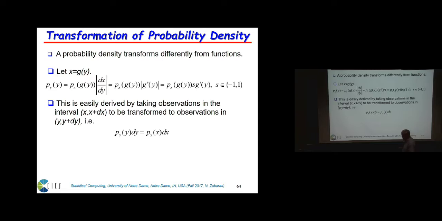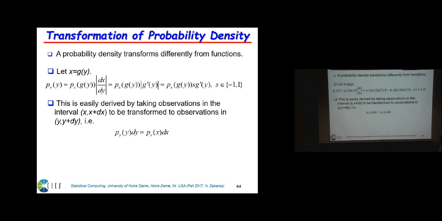So when you change variables and transform them, how do densities transform? Do I take, for example, the probability of x and just plug in g of y instead of x, and that's the probability of y? Obviously not, because I see that there is an extra term there.